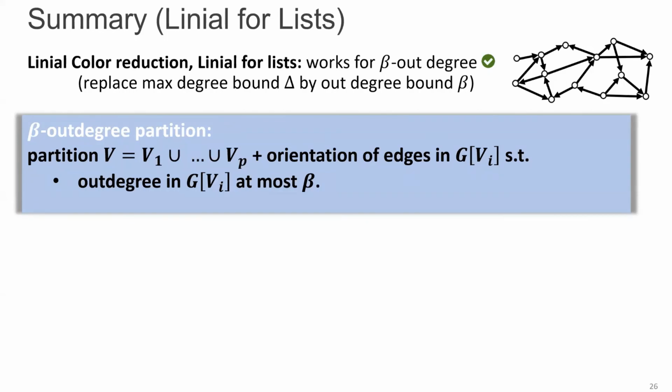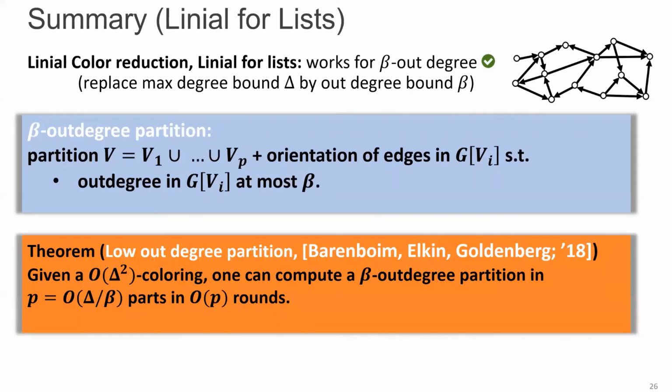Then we also need the concept of a beta out degree partition. This is simply a partition of the vertices into p parts plus an orientation of the edges inside each part, such that the out degree inside of this orientation inside each part is at most beta. And the good thing is we also know from this nice paper from 2018 how to compute such partitions. So given a delta squared coloring, which we can, for example, compute with Linial's coloring algorithm, one can compute the beta out degree partition into roughly delta over beta parts. And the runtime is linear in the number of parts.